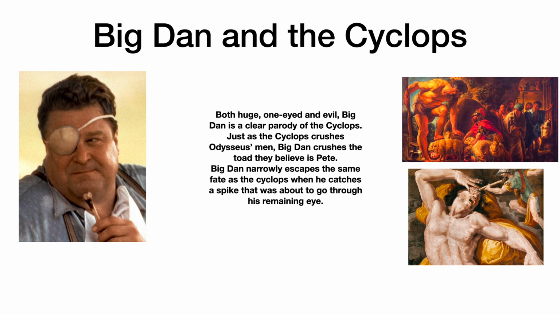Big Dan also narrowly escapes the same fate as the Cyclops. In the Odyssey, the Cyclops got impaled through the eye by a stake, and in the film, Big Dan nearly got struck through the eye by a Confederate flagpole.